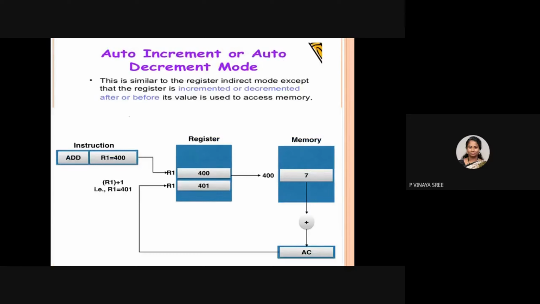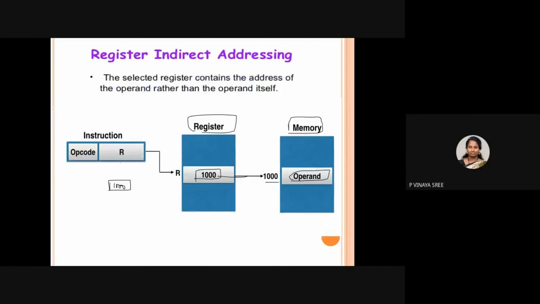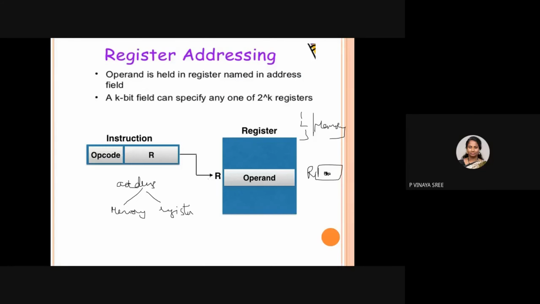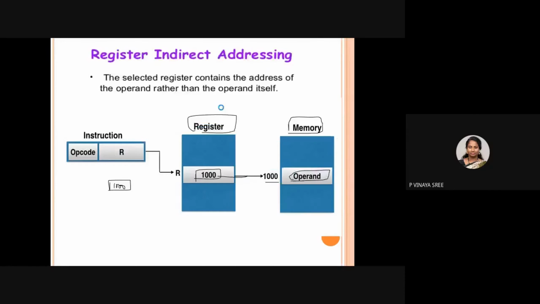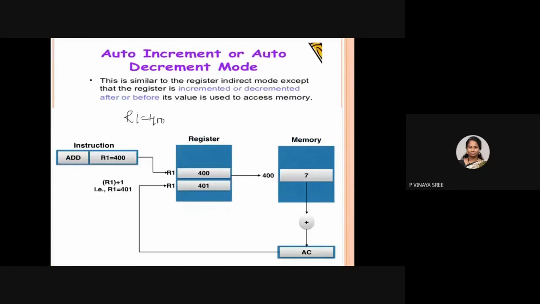The register contents here are shown as 400. In the previous example, it was not showing the register contents. Here it is mentioning the register contents as 400. Okay, so first let me discuss auto increment mode.